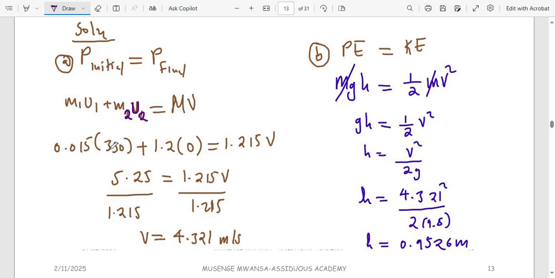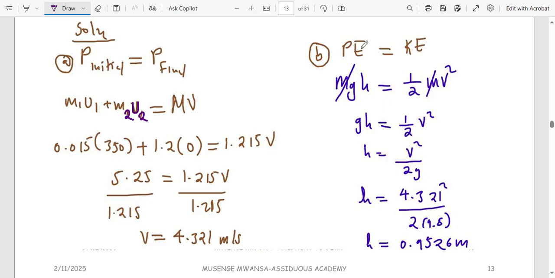And then it was moving at a speed of 350. The block which was hanging was at rest. Its mass is 1.2. Because it was at rest, the velocity is 0. And that will be equal to the combined mass. Add 1.2 for the block plus 0.015 for the bullet, and that will give you 1.215 times v, which will be the final velocity. So you are going to find that the final velocity is going to be 4.321 meters per second.